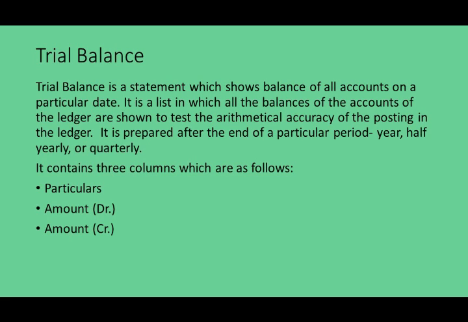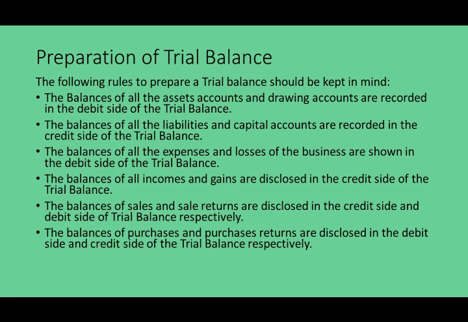Next topic is trial balance. Trial balance is a statement which shows balances of all accounts on a particular date. It is a list in which all the balances of the accounts of the ledger are shown to test the arithmetical accuracy of the posting in the ledger. It is prepared after the end of a particular period or year, half yearly or quarterly. Preparation of trial balance: it contains 3 columns which are as follows: particulars, debit amount, and credit amount.